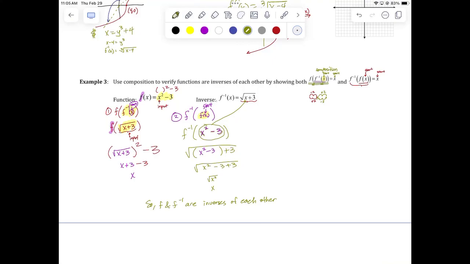So that's how you use composition to show that two functions are inverses. You got to plug, you're literally plugging one function in to the other function where there's an x. And then you're evaluating. That's it. That's the whole section. Any questions?